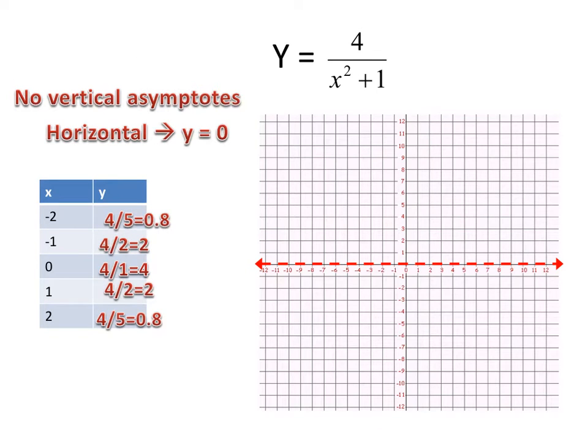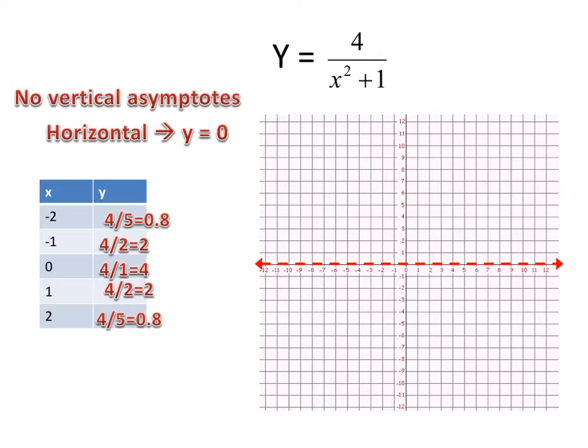So if we look at this, here's all the little x's that we wrote down before, the negative 2, negative 1, 0, 1, and 2. And then we just take each of these x's and we plug it in for here. So 4 divided by negative 2 squared plus 1 is 4/5. 4 divided by negative 1 squared plus 1 is 2, and so on and so forth. You just keep plugging those in. So now we're ready to graph.